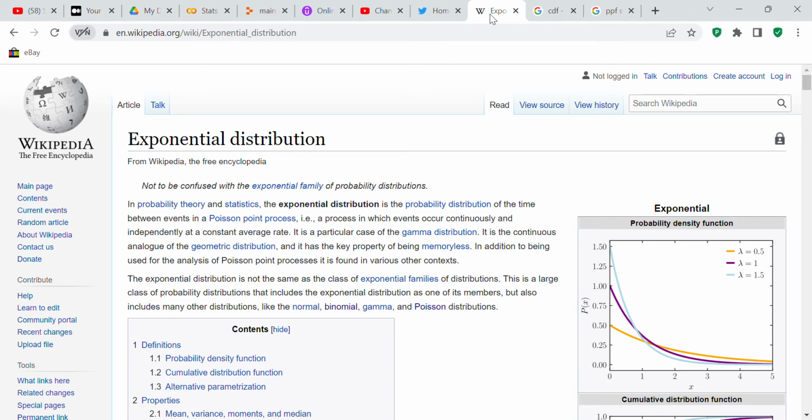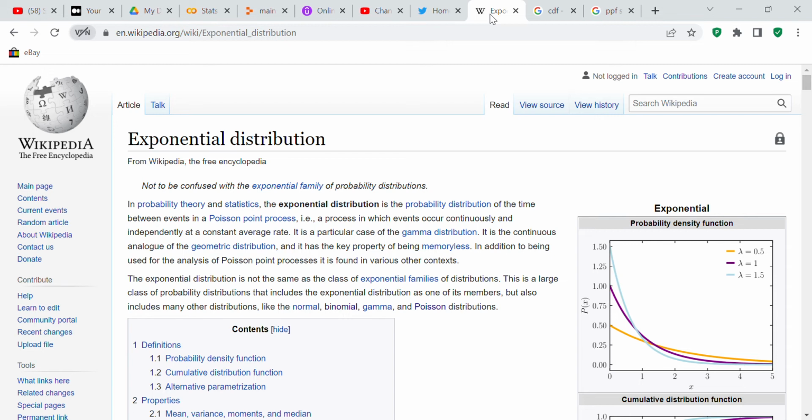So, looking on Wikipedia. In probability theory and statistics, the exponential distribution is the probability distribution of the time between events in a Poisson point process, i.e. a process in which events occur continuously and independently at a constant average rate. It is a particular case of the gamma distribution. It is the continuous analog of the geometric distribution, and it has the key property of being memoryless.